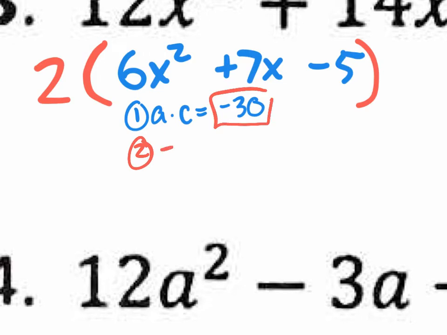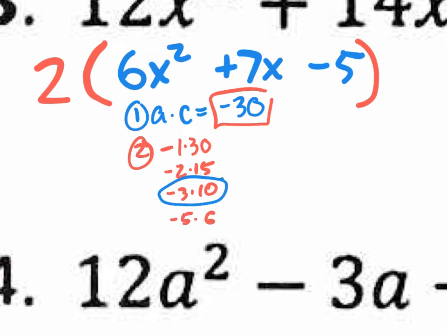How could I get negative 30? Negative 1 times 30. Negative 2 times 15. Negative 3 times 10. And you know what? The negative 3 and the 10, that's the right pair of numbers, right? So I could technically stop right there. I could have written negative 5 times 6 if I wanted to get the full list, but I already see that negative 3 and 10 is the right pair of numbers for step 2. That combines together to give us 7.